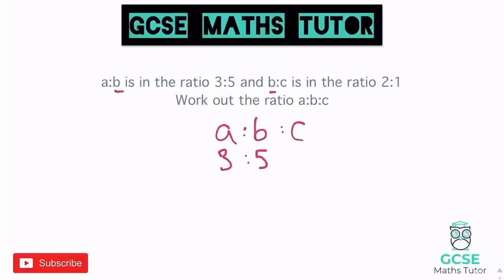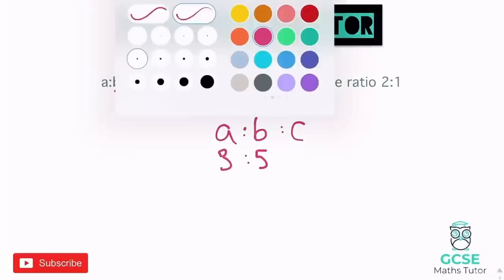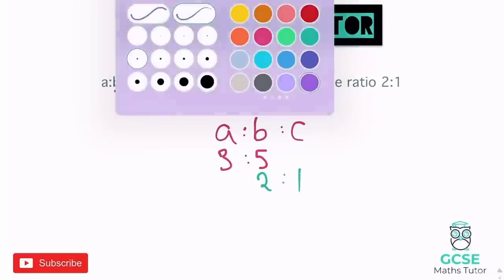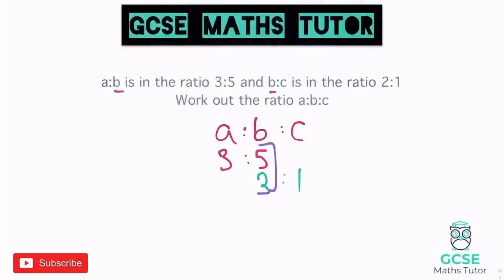So I can't put another number just over the top of the 5, so I'm going to start a new level. I'm going to write the other one underneath. So B to C is 2 to 1. Now looking at this, if I can make these middle numbers the same, I can merge these ratios together, I can squish them together essentially.